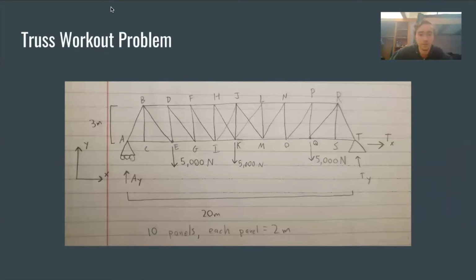Okay, like Emily said, we added 3 loads. Each of them are 5,000 newtons or 5 kilonewtons. And you can see we labeled all the points with them at E, K, and Q. We put them at these specific points because if you look at the truss, it makes the entire thing symmetrical, which is really nice, as you'll see later on.